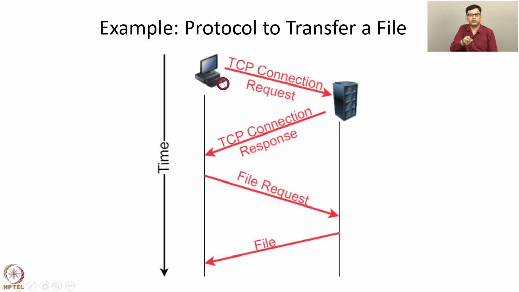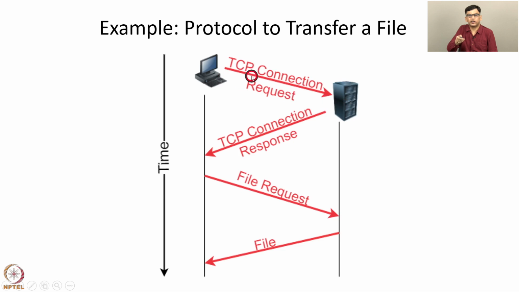As an example, this shows a simple protocol to transfer a file from this server to this desktop. The vertical axis is the time axis. First of all, this desktop sends a message requesting a connection to be set up between the server and the client. Then this server responds with a response message, which accepts the request. The reason for setting up this connection is so that the necessary variables can be initialized on both sides, and the required buffers can be set aside for storing parts of the file that will be subsequently transferred.